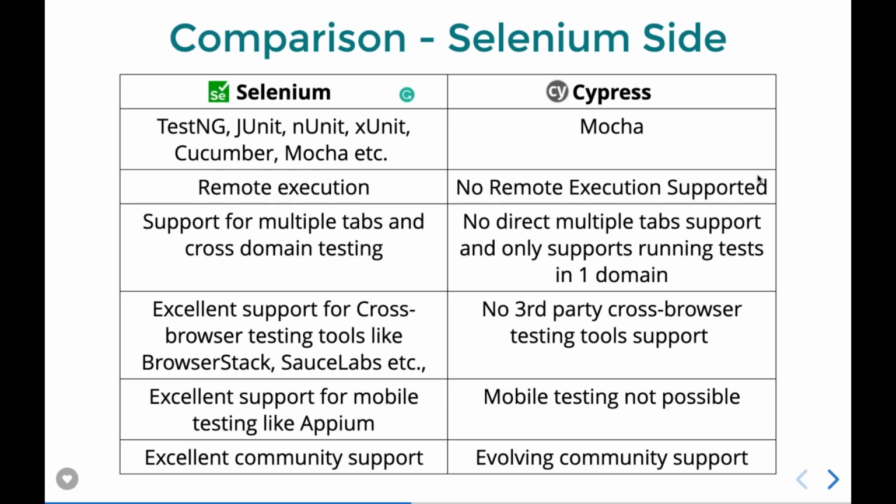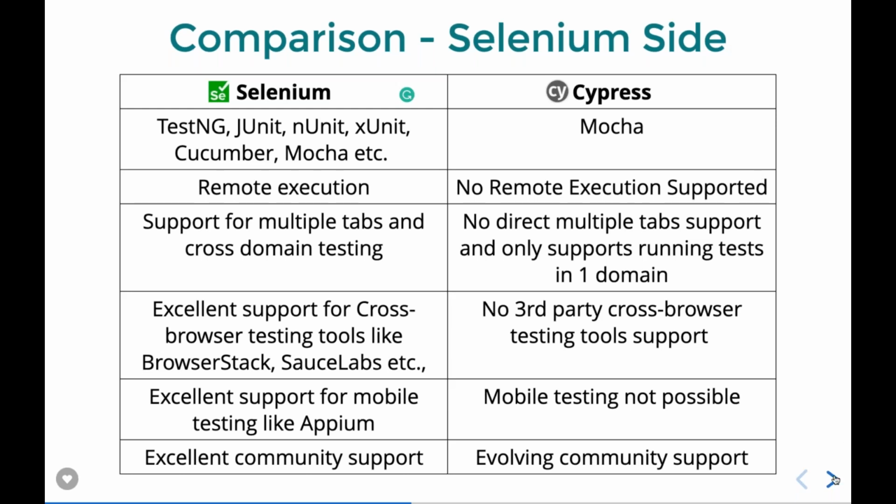And then comes the support. Selenium has an excellent community support. Since it has existed for more than a decade, many people will have experience with Selenium, and then we have a very good community support. Whereas if you take Cypress, it is very young and it has very less community support at this point of time. Probably down the line, after 2 or 3 years, we will have an excellent community support as well.